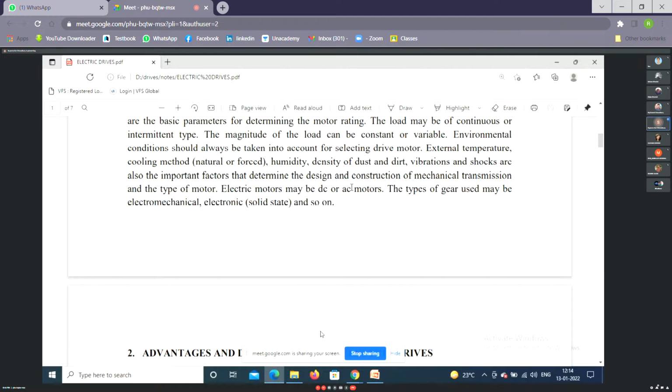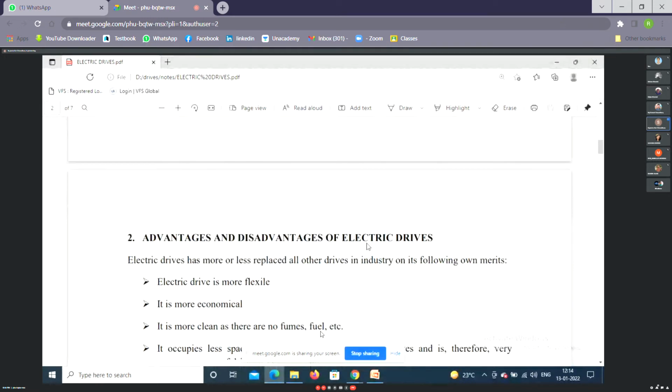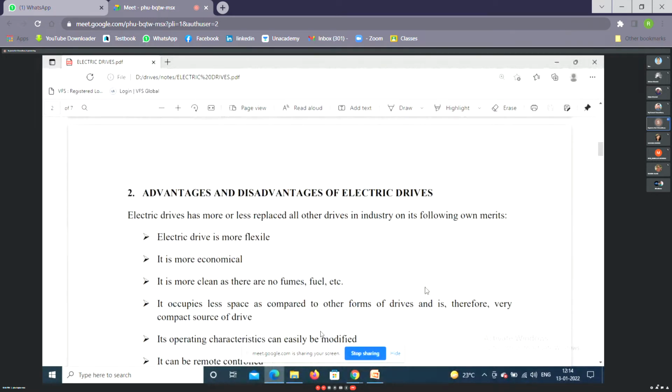So AC motors with power electronic controllers are replacing DC motors. DC motors also have power electronic controllers, but those converters are cheaper than the AC motor power supplies.